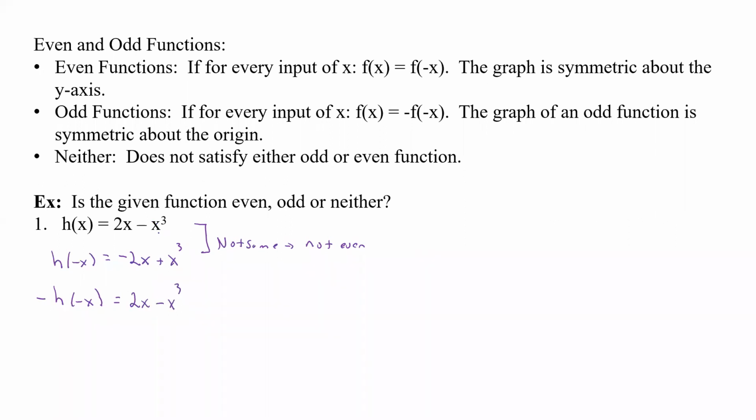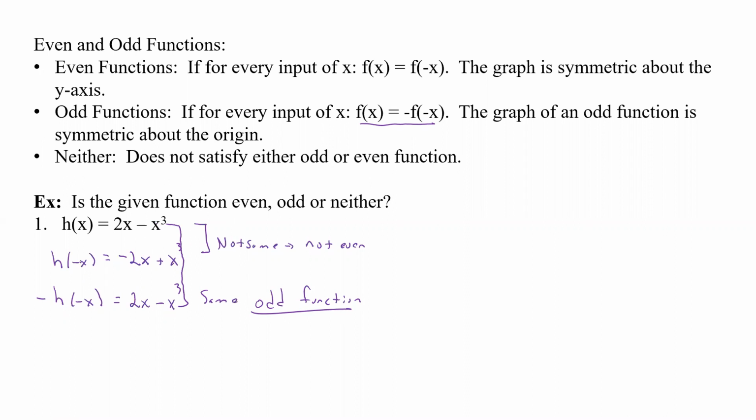Well, now if I look at this versus the original, if I look at these two, they're the same. And what does that mean? Well, since they're the same, it means it's an odd function. Okay, and so that's what we find on this one. It's going to be odd.